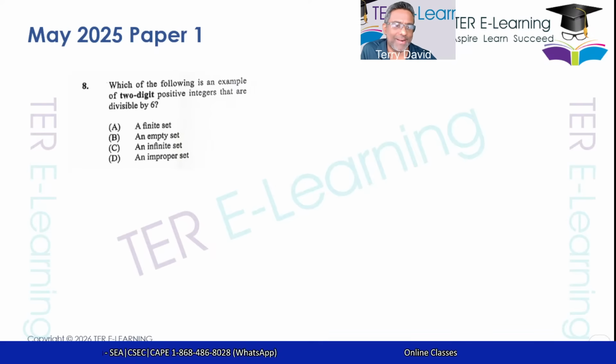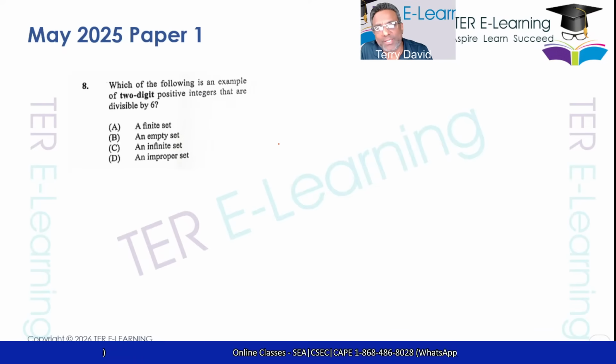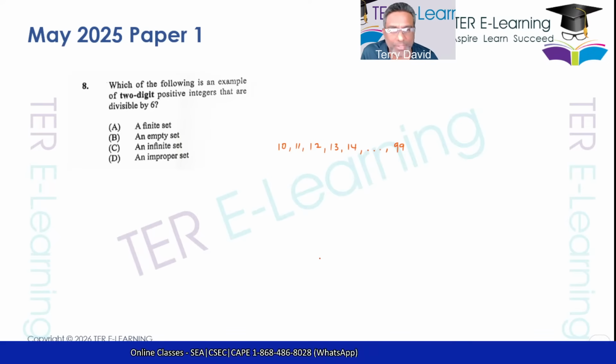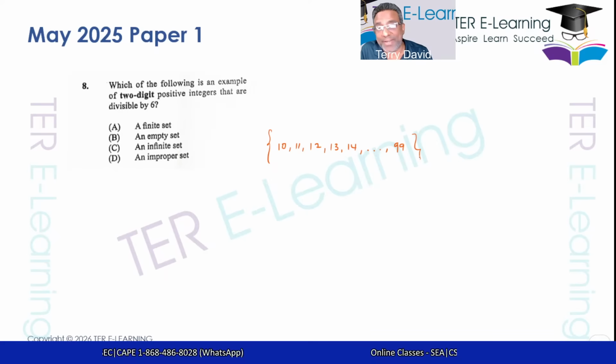Some of y'all are thinking about it. First of all, they said two-digit positive integers. The first two-digit positive integer will be 10, 11. I'm just trying to show you what the numbers could be. 12, 13, and we keep going until we reach 99, the last two-digit positive number. So this set, first of all, is a finite set.